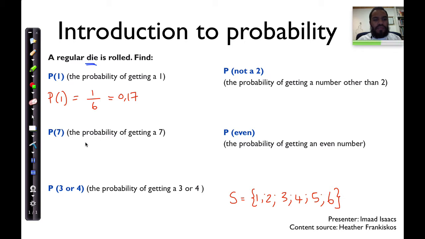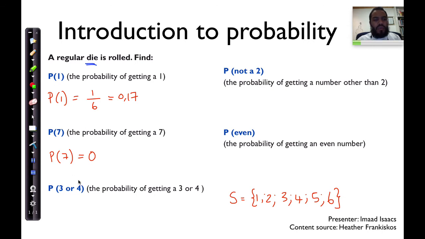Okay, what is the probability of getting a 7 on a regular die? If you've played Monopoly or any game that uses these dice, you'll know that there is no 7 on a regular die. If you roll the die, you'll know that you're never going to get a 7. And so therefore we assign a probability of 0 because it's an impossible event.